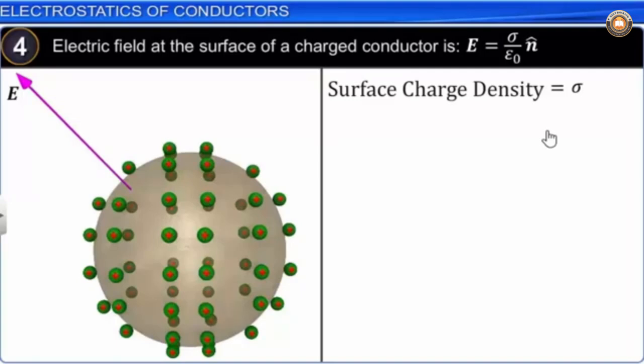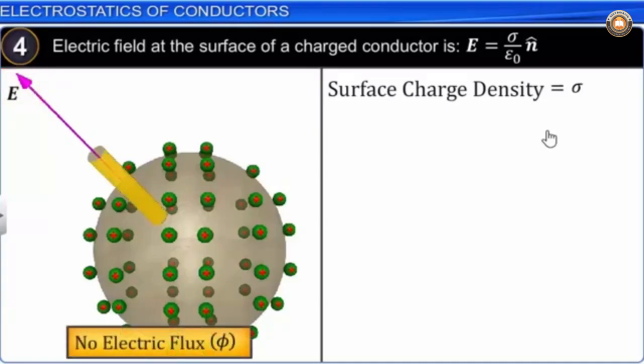Let us consider a Gaussian surface in the shape of a small cylinder, which is part inside the conductor and part outside the conductor, such that its flat faces are parallel to the surface of the conductor. Since the electric field strength at any point just outside the conductor is normal to its surface at that point, we do not have any electric flux through the curved surfaces of the Gaussian surface chosen.